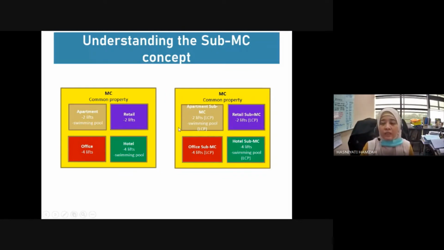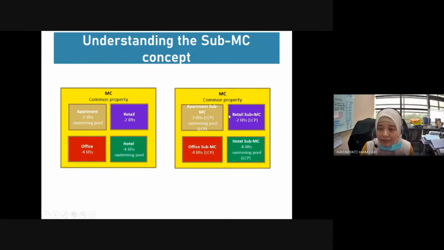semua yang ada on the common property tu perlu di-maintain, perlu disenggara dan diuruskan oleh management corporation. Still have to be managed and maintained by the management committee because this common property is owned, can be used by all these users, by the apartment users, by the retail users, office users and hotel users.